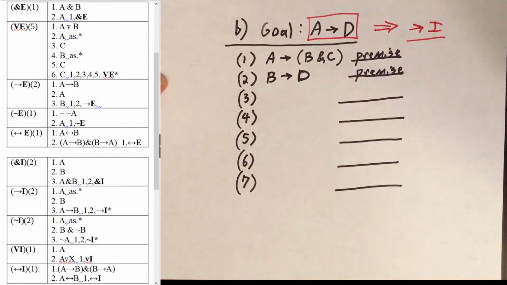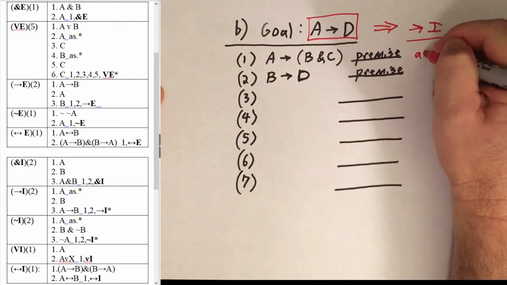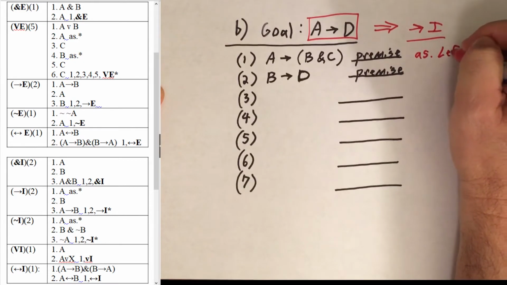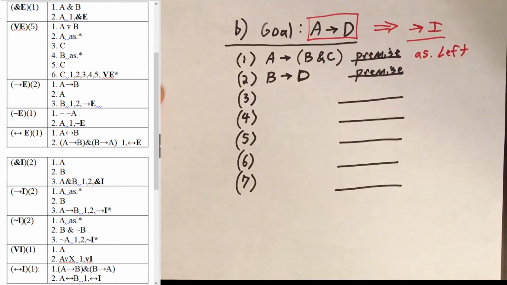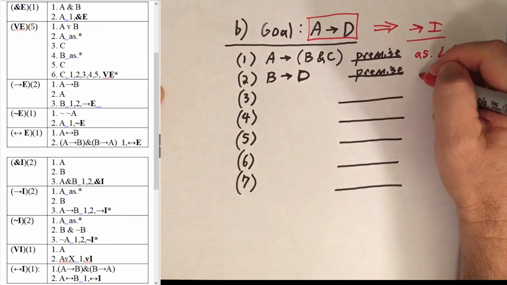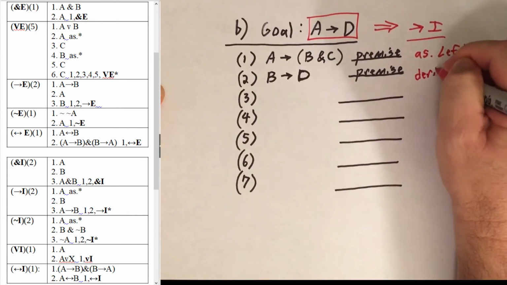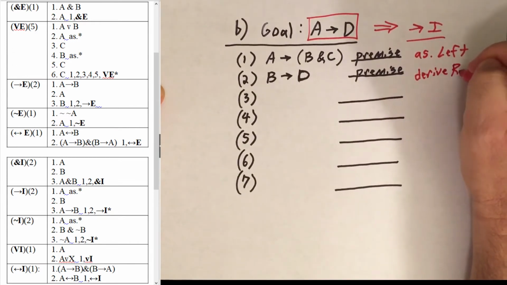I look at the conditional introduction rule, and it says you start this rule by first assuming the left side of the conditional you are trying to produce. And then your next step is to derive the right side.